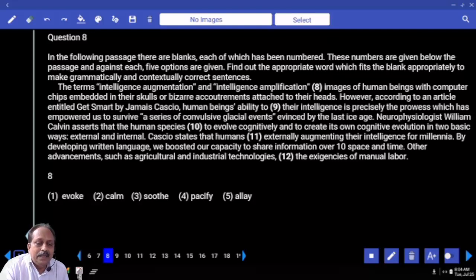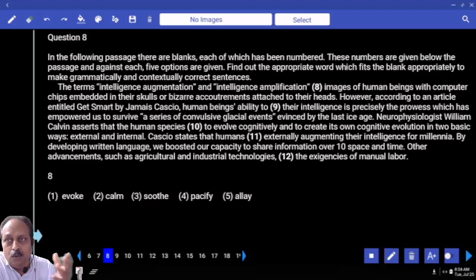The term intelligence augmentation and intelligence amplification. Underline the word amplification. I'm sure you all know the meaning of the word amplify. It goes with the sound systems, amplifier, increase. Intelligence amplification, images of human beings. Before you go to the options, you have to think of presents or projects or evokes, any of these. What is the first one here? Evoke. Evoke means what? To bring to mind, usually feelings, memories, or here images.